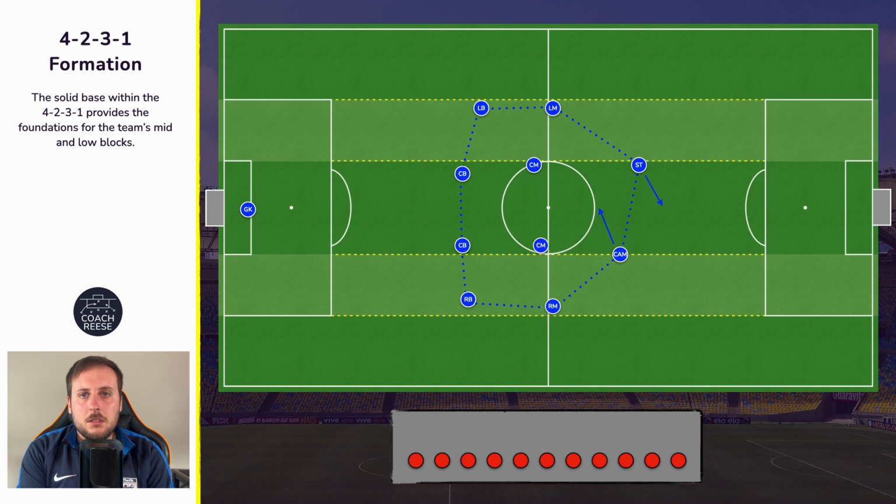If the attacking midfielder is alongside our striker, we can consider this a 4-4-2. If our attacking midfielder sits behind our striker, we can consider that a 4-4-1-1.